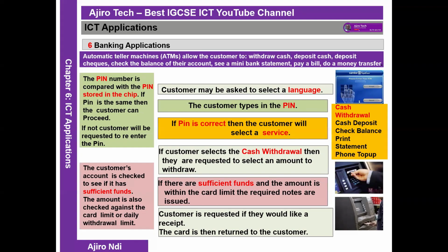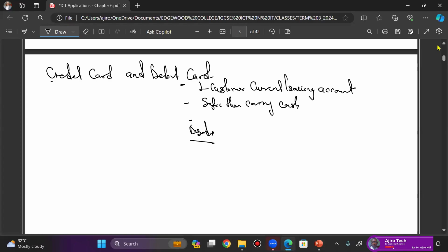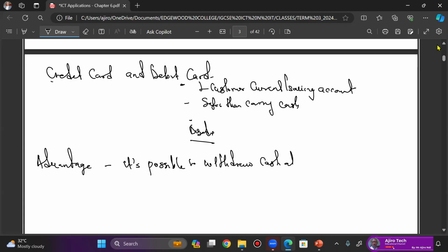What's an advantage? Let's talk about an advantage of using ATMs. Now, advantage, I have 2 minutes. So the advantage of using an ATM is you can withdraw cash at any time of the day. Yes, it's possible to withdraw cash at any time of the day.